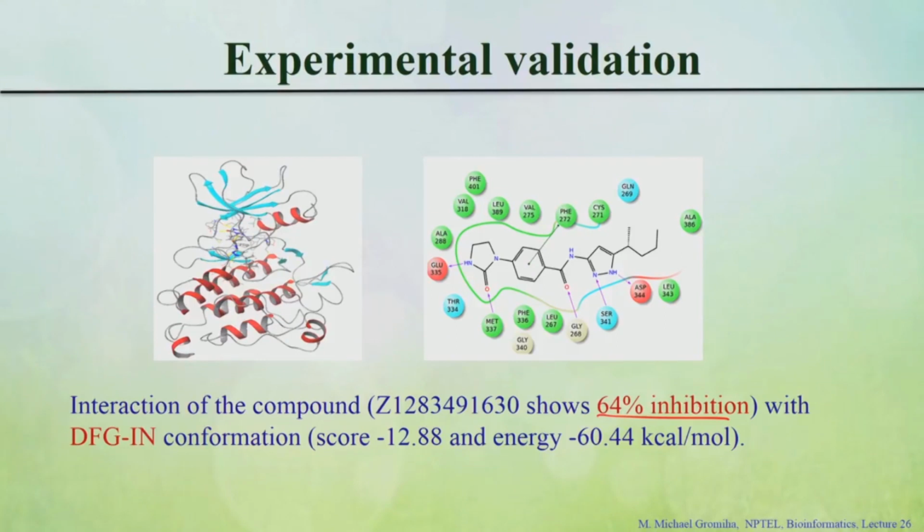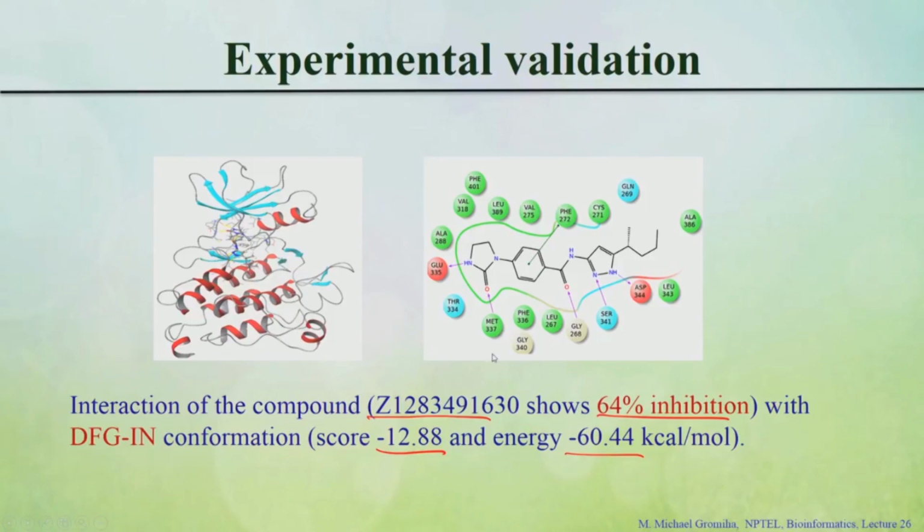In the first case we prepared the protein, we prepared the ligand and we did the docking with different screening, but we did not consider the conformation, whether this binds with the ATP site or the competitive site. So, we did not consider that. There we got the maximum inhibition of 31%, but here now we consider the conformation and the type of inhibitors. Now, you can see this compound shows about 64% inhibition. You can get the score minus 12.88, the Glide score, and the energy of minus 6.44 kilocalorie per mole, right. So, this is from the DFG in conformation.